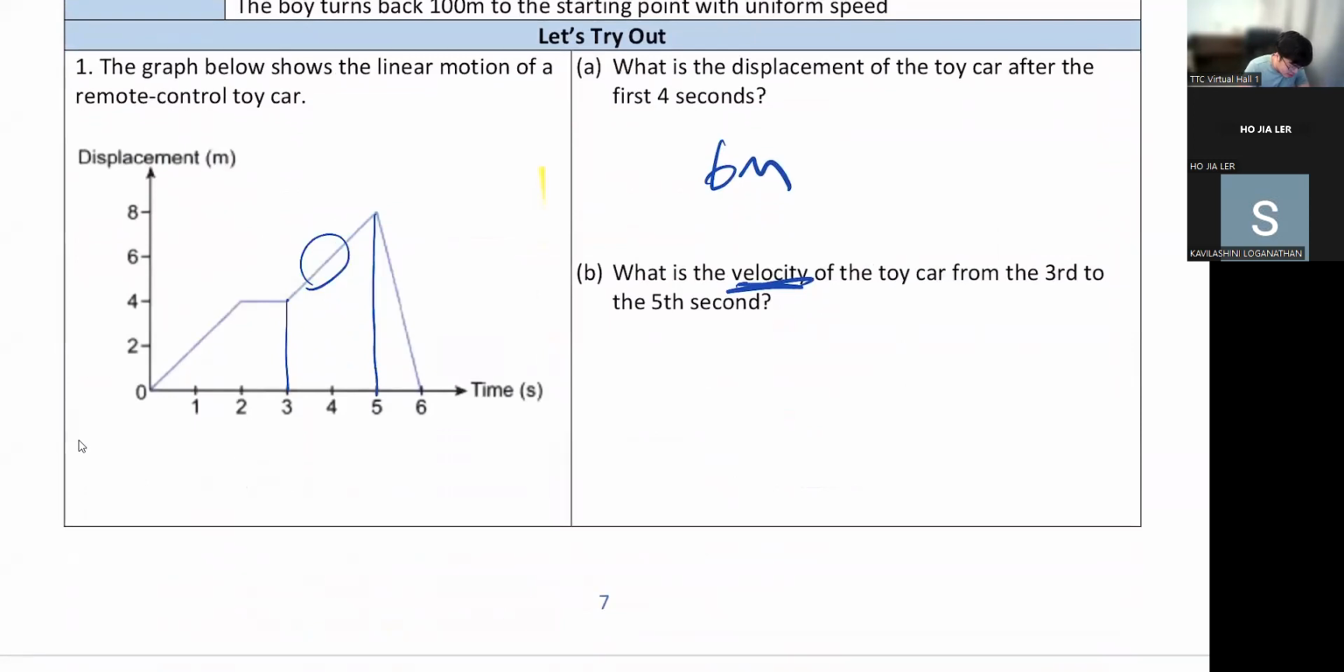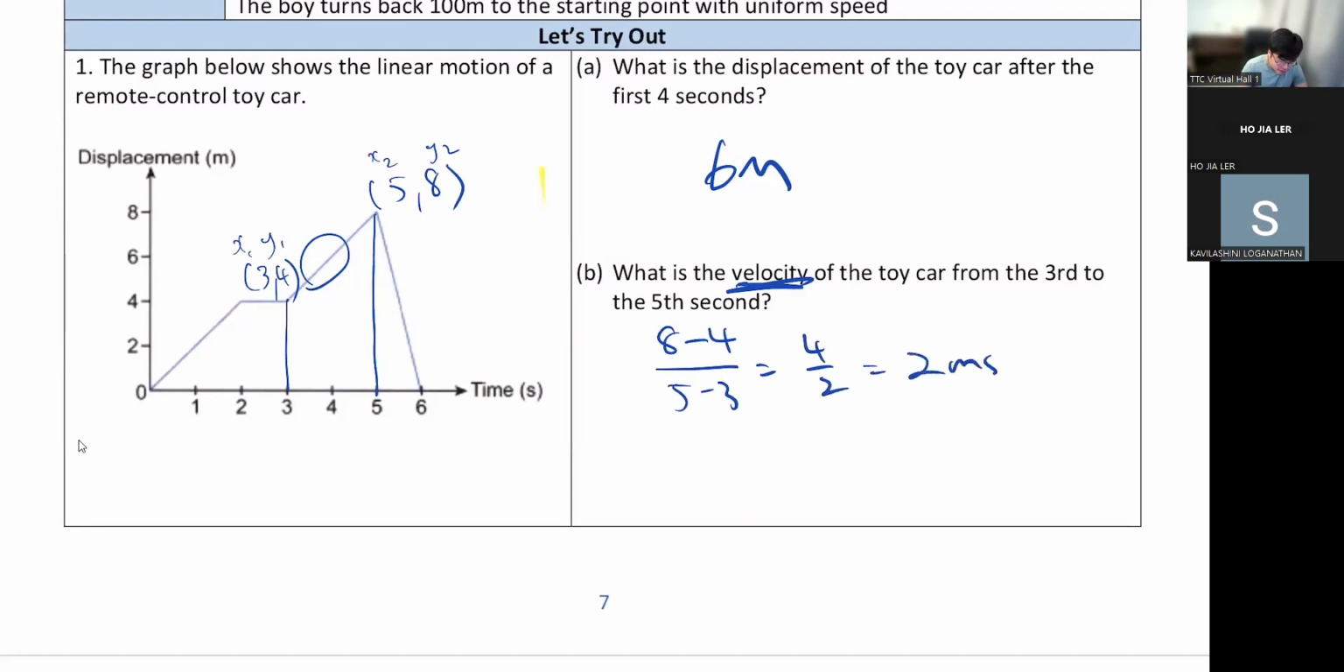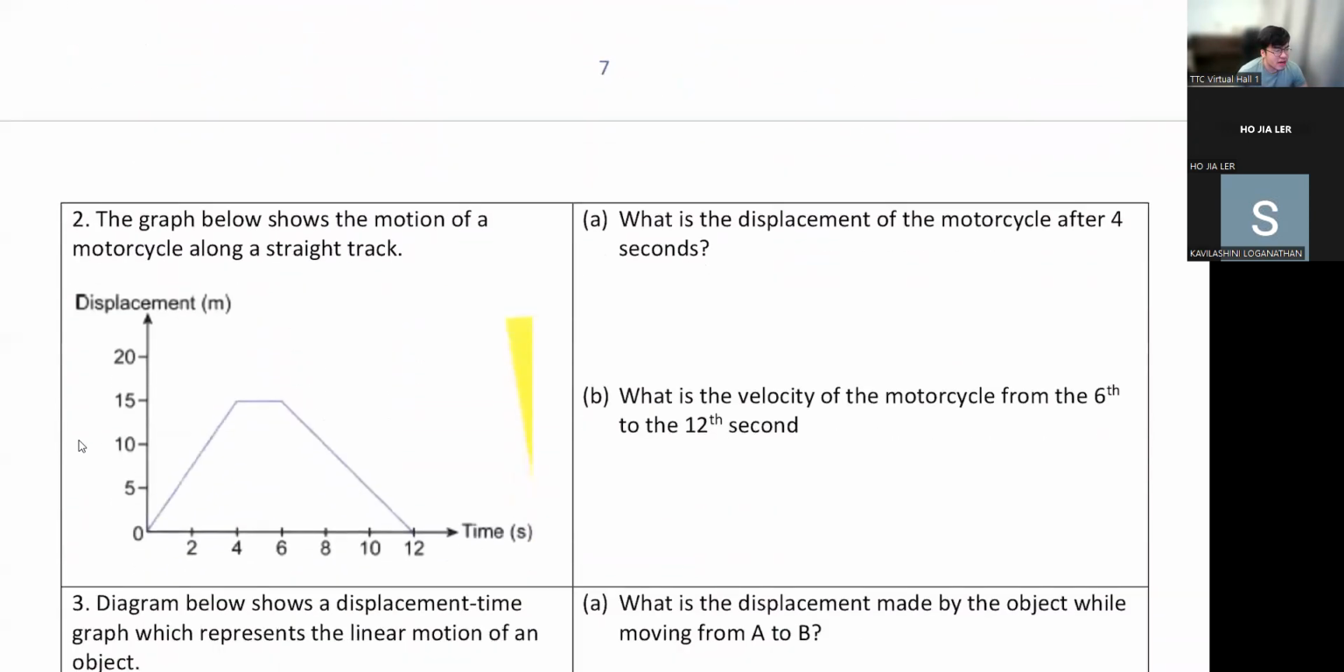This is your point A, which is (3, 4). This is your point B, which is (5, 8). Remember this? And then you have your x1, y1, x2, y2. This is mathematics, guys. So how do you find gradient? It's 8 minus 4 over 5 minus 3. So you have 4 over 2. You have 2 meters per second. That means this gradient here is 2. You guys okay? This is basic mathematics. Right, let's do one more.